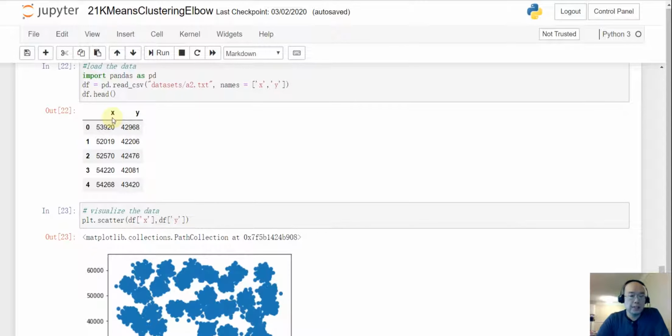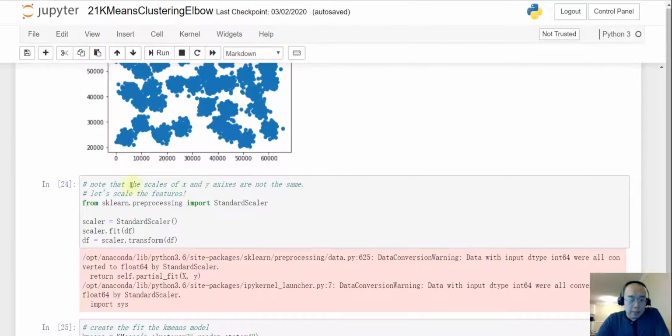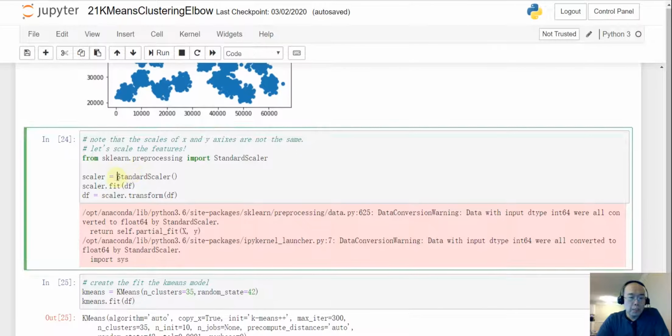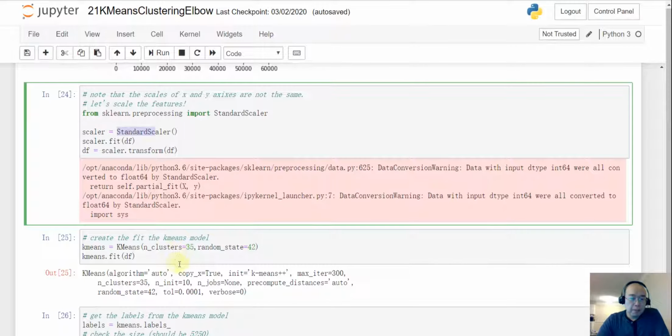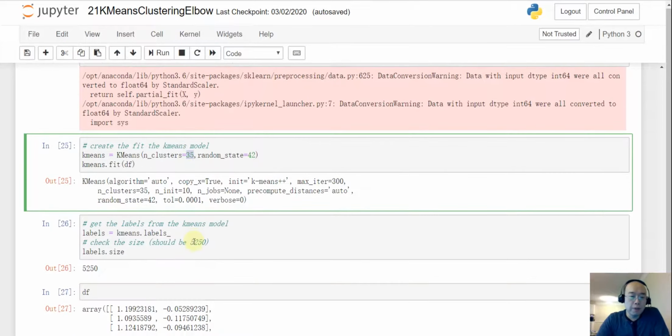If you load this set, you will see there are just two features, X and Y. If you plot that, you can see there are really a lot of clusters. The range of the x-axis and the y-axis are not quite the same, so we want to do the standard scaler. After that, we know there are a total of 35 clusters. We have already known that.